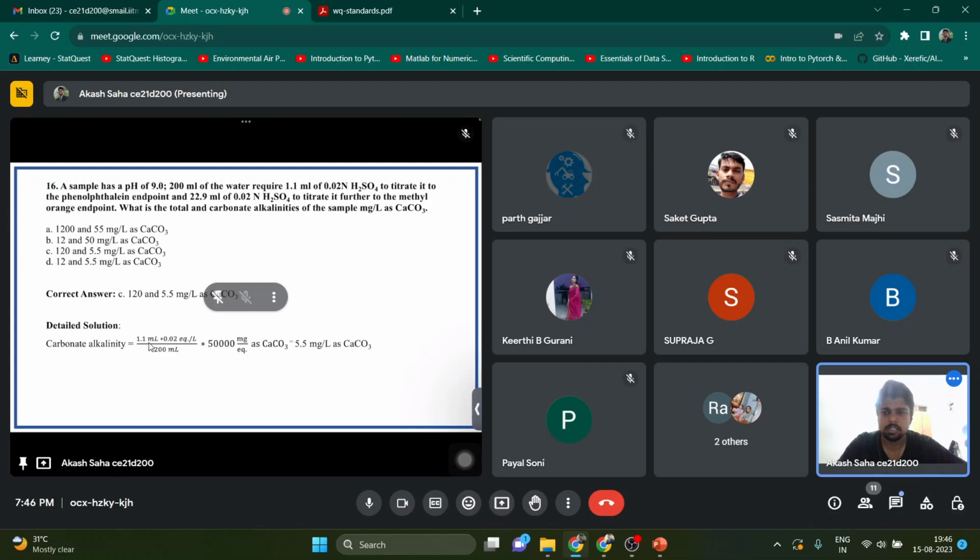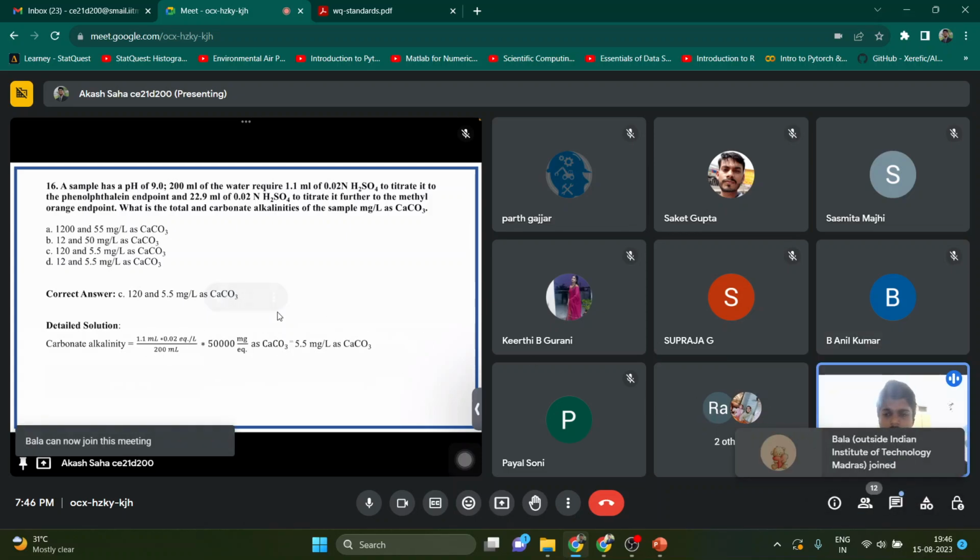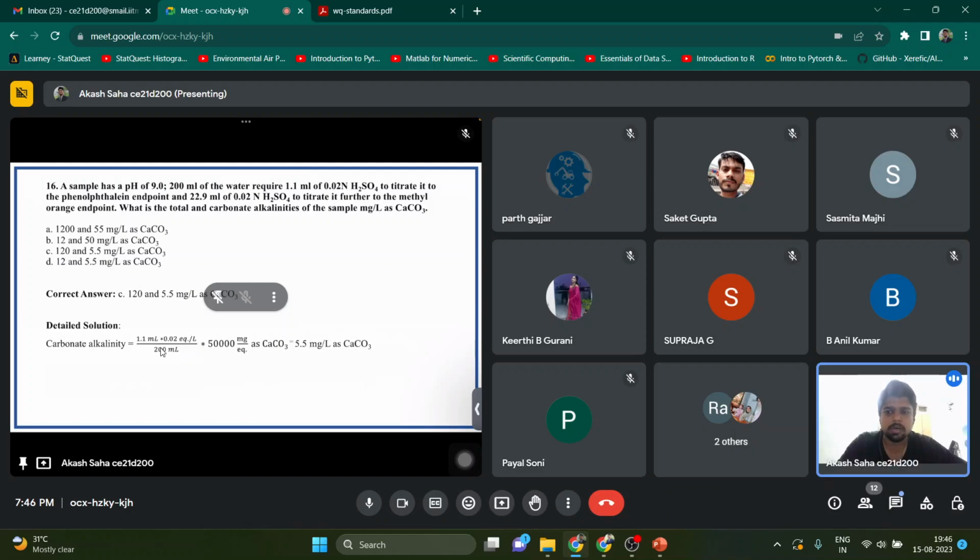1.1 ml of acid. And the strength of acid is 0.02 normal, and normality we calculate in terms of equivalent per liter. So we have 1.1 ml of acid into its strength, that is 0.02 normal, that is equivalent per liter, in 200 ml of water. So this much is understood. And now this we will give in terms of equivalent per liter. This ml and ml will get cancelled, and we will get the carbonate alkalinity in terms of equivalent per liter.